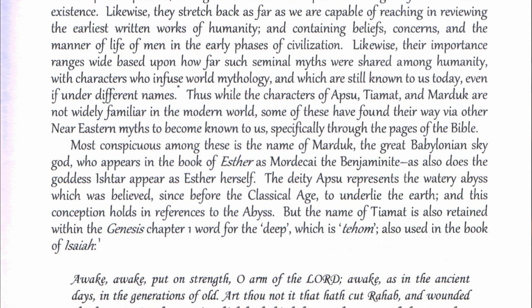The deity Apsu represents the watery abyss which was believed since before the Classic Age to underlie the earth, and this conception holds in references to the abyss, but the name of Tiamat is also retained within the Genesis chapter 1 word for deep, which is Tehom, also used in the book of Isaiah.